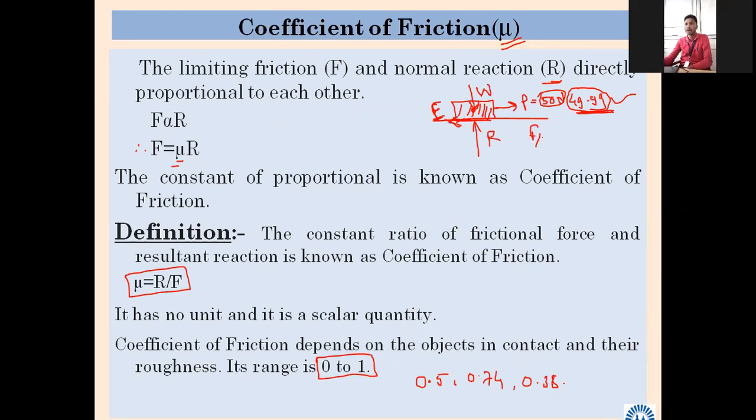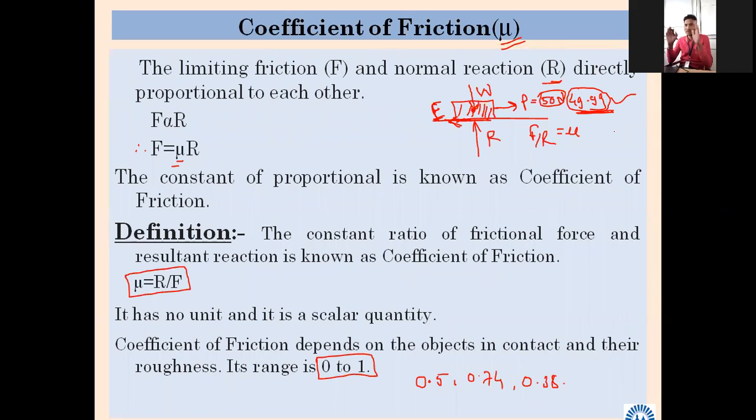Okay, so this F by R is equal to mu. This is called the coefficient of friction. This term is known as the coefficient of friction, so you remember this. It is the ratio of the frictional force or limiting friction and the normal reaction. Mu is equal to F upon R, or F is equal to mu R. So R is what? Reaction. In our earlier first chapter we took R as the resultant, but here this R we are going to take as the reaction.